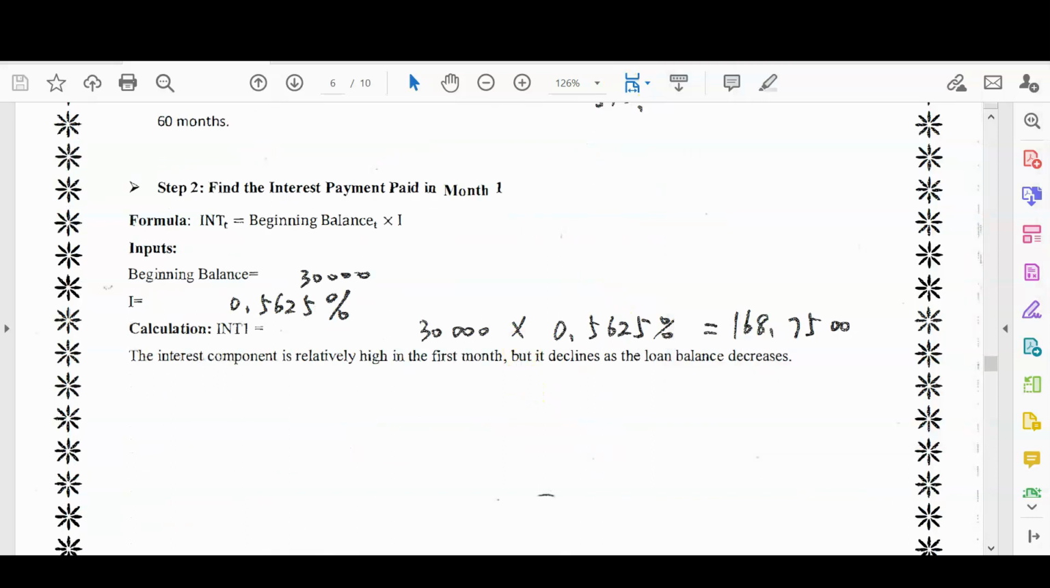Step 2, we will need to find the interest we're going to be paying in the first month.